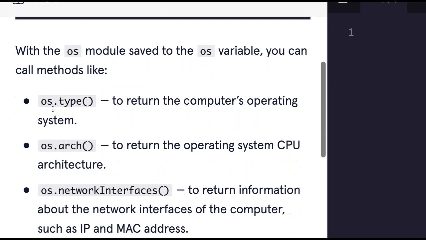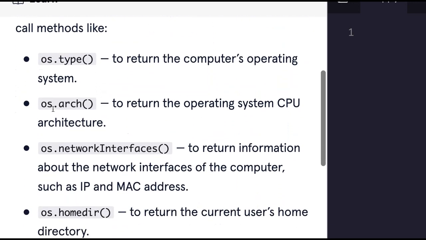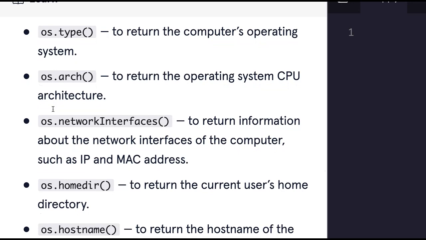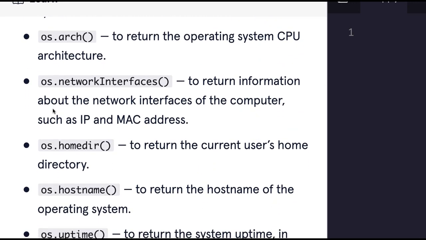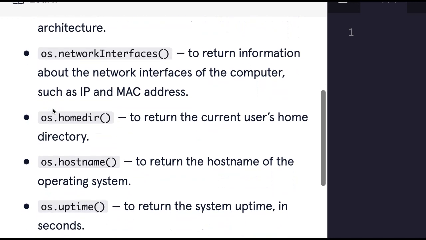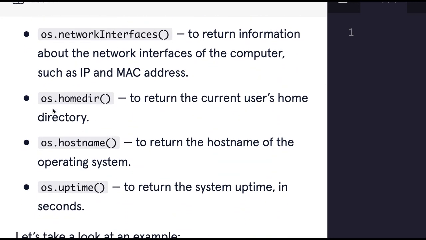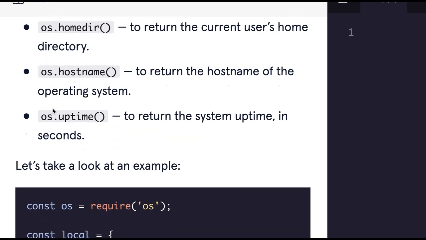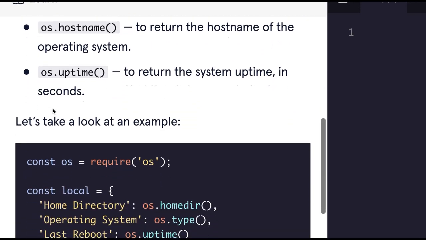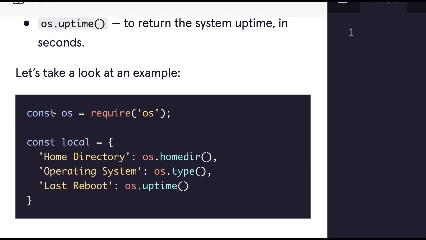With the OS module saved to the os variable, you can call methods like os.type, which is going to return the computer's operating system, os.arch to return the operating system CPU architecture, os.networkInterfaces to return information about the network interfaces on the computer such as IP and MAC address, os.homedir to return the current user's home directory, os.hostname to return the host name of the operating system, and os.uptime to return the system uptime in seconds.